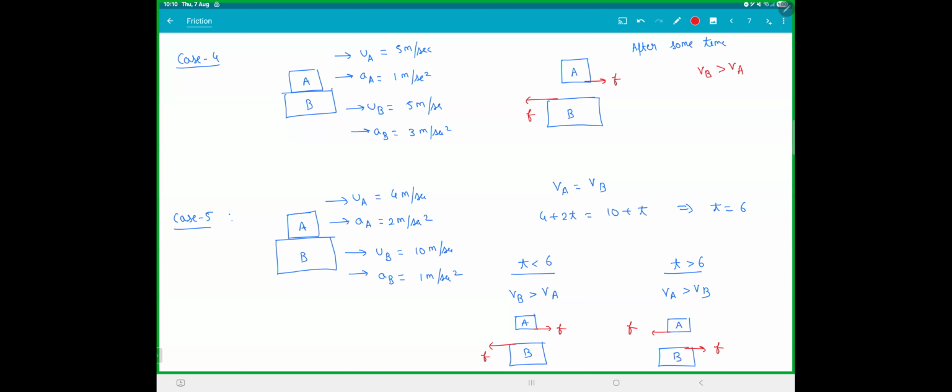Is case 5 clear, everyone? So the friction will change its direction after 6 seconds. The FBD itself will change.